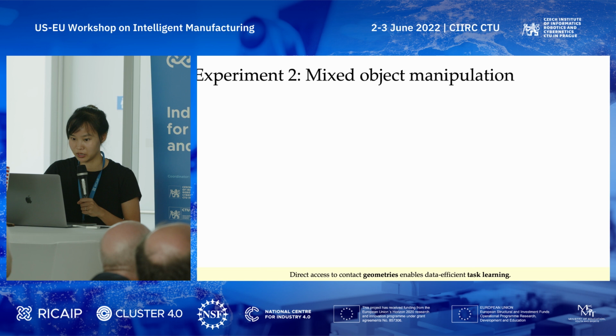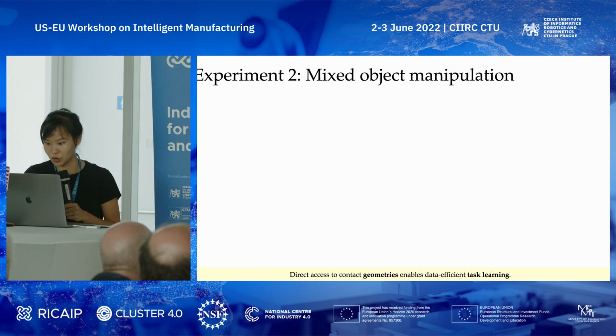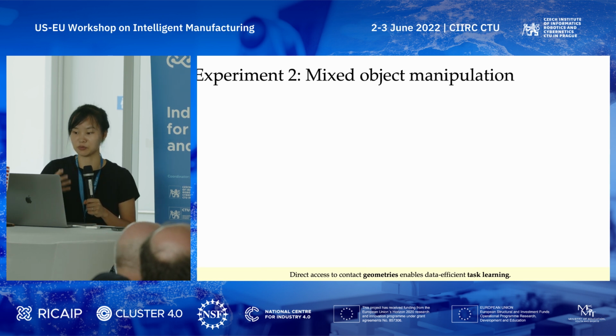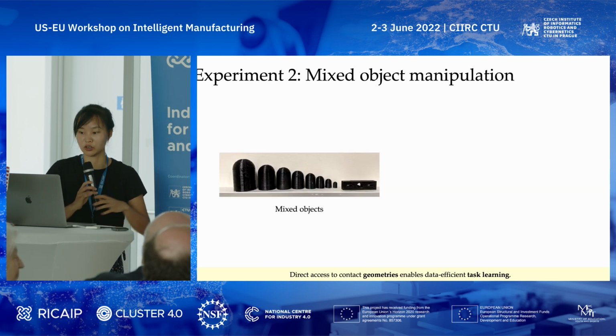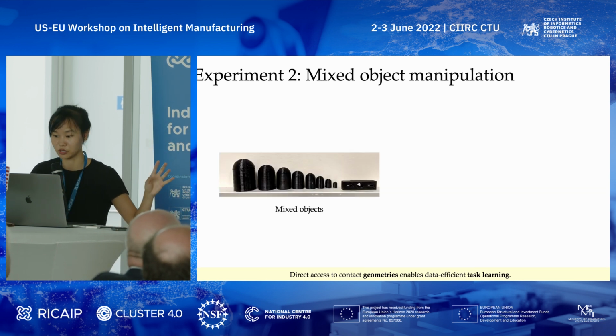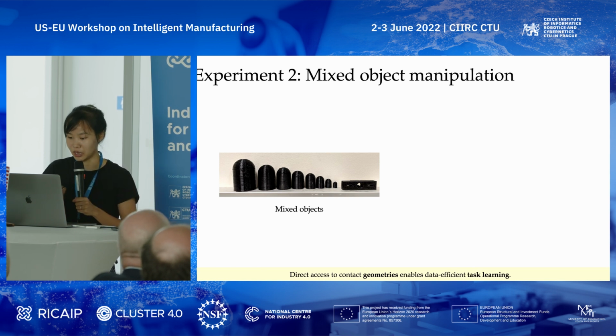Okay, another experiment I want to talk about is also related to the importance of good contact geometry sensing. So this is a task that involves basic manipulation of a mixed set of objects. The two types of objects involved are cylindrical capsules and rectangular prisms. And the inspiration for this task is taken from the assembly line. And our task is defined as follows.